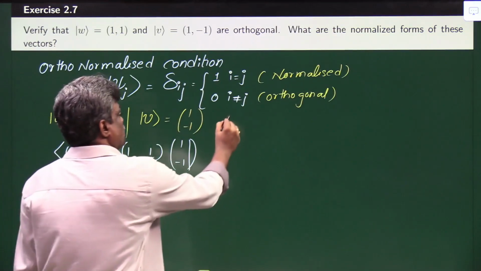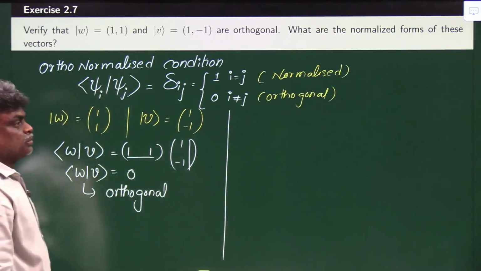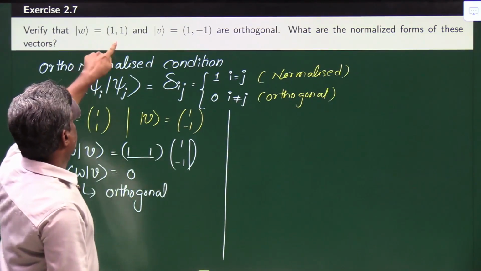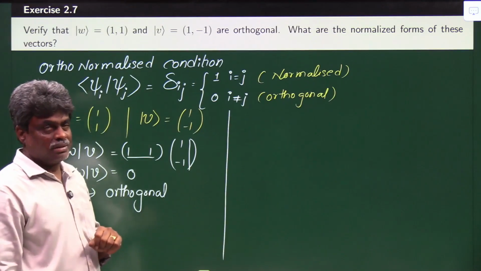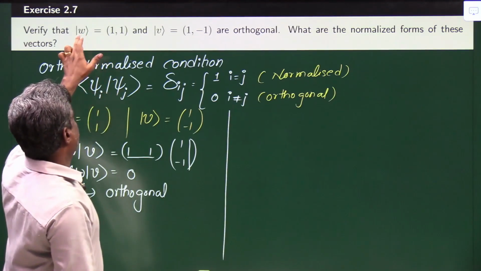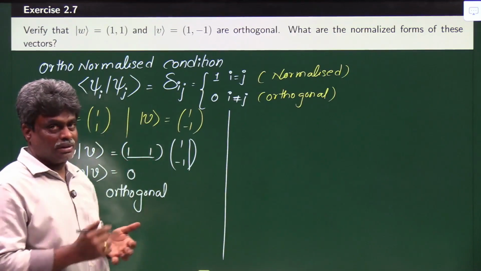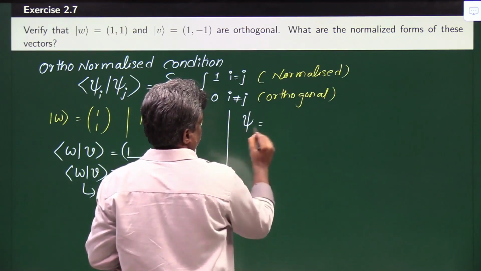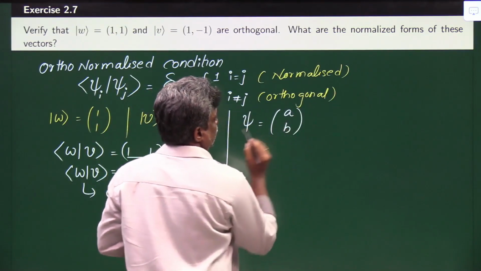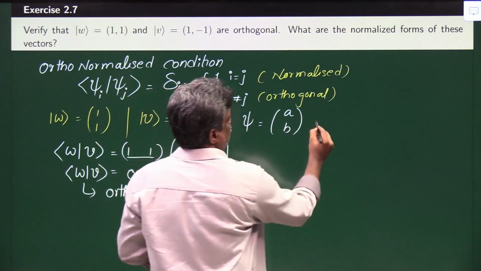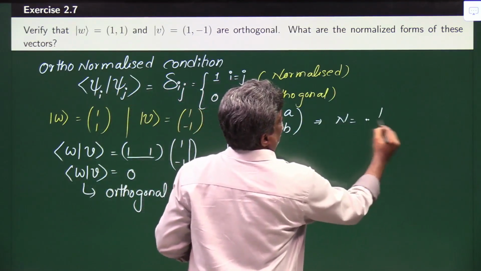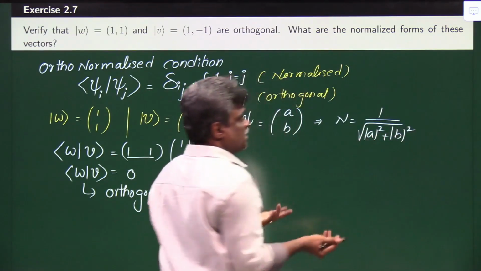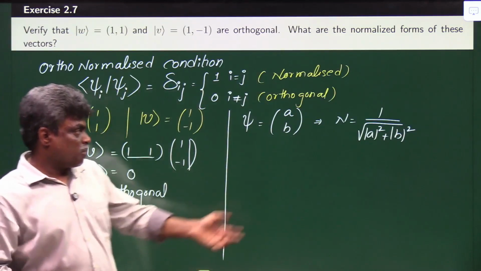And after that, they are asking what is the normalized form of these two states. They are not normalized because if you take the inner product of W with itself, you won't get 1. So how to get this normalization? For example, you have a state psi, which is (A, B), and its normalization constant is 1 over the square root of mod A squared plus mod B squared. We don't know whether A and B are real or imaginary, so it is better to write this general form.